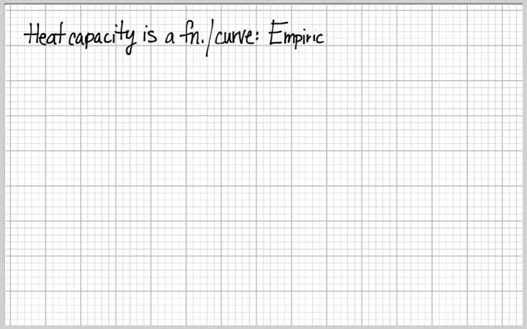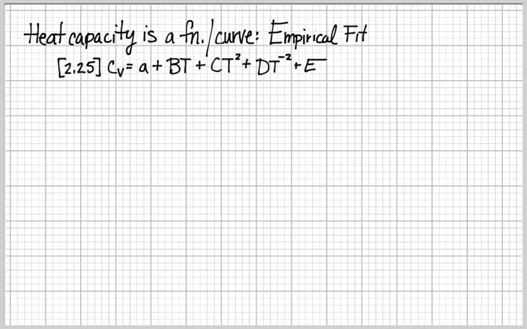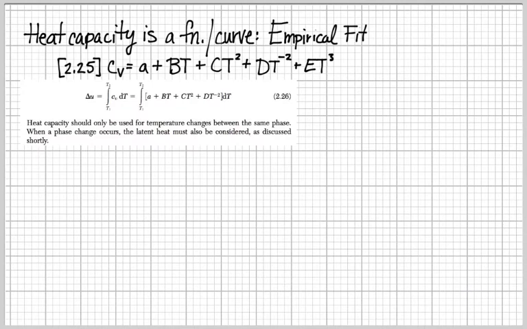Heat capacity itself is not a singular term. It's actually an entire function, an entire path or curve. And in order for us to solve that path or curve, we need to use what would be an empirical fit. We would collect data using a constant volume calorimeter, and we would make an empirical fit to that, or a function, a polynomial fit to that data, which you see in equation 2.26.